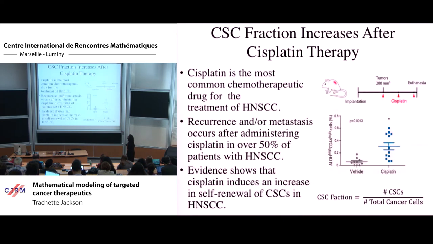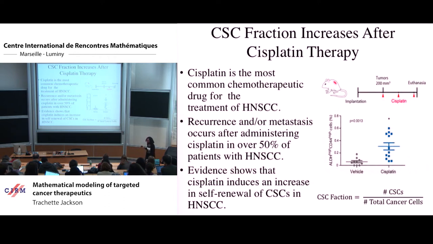All right, so how does this work? Well, my experimental collaborators had some data on how traditional therapies affect the stem cells. Cisplatin is the chemotherapy that's most often used, and what they saw was when they gave cisplatin to mice with human tumors, they saw an increase in the stem cell pool.